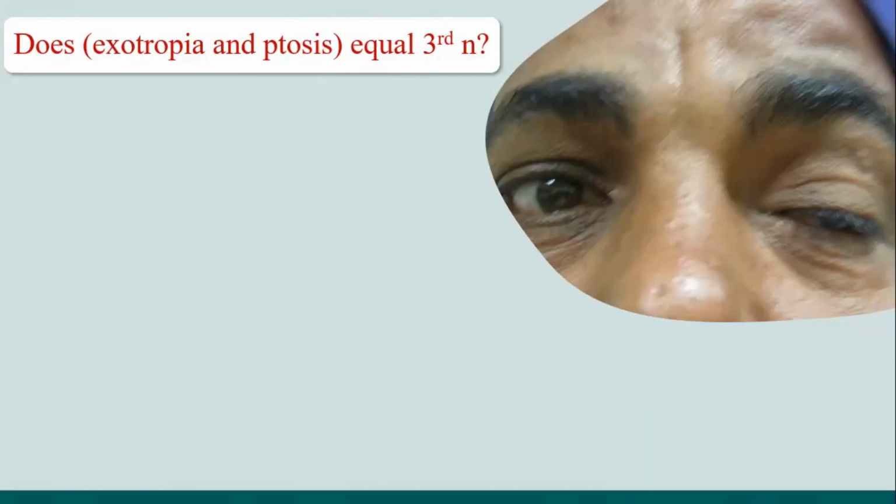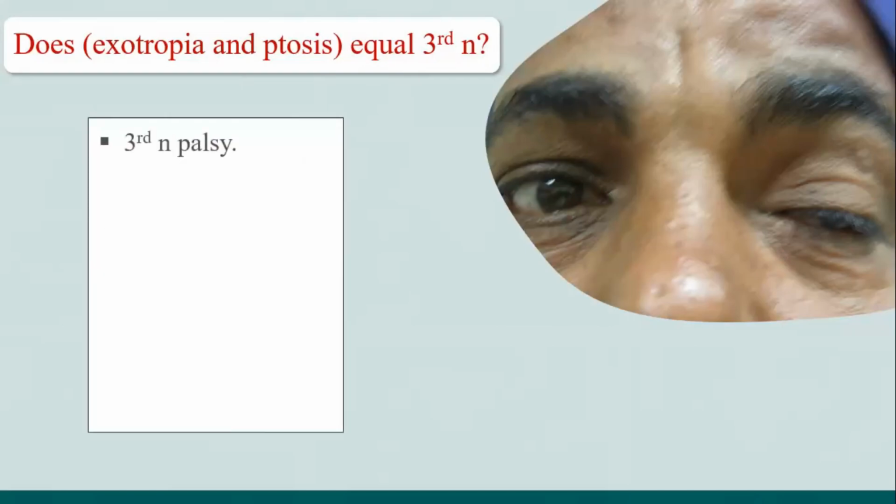Here is a question. If we have a case with exotropia and ptosis, like this patient, this is actual ptosis, and I don't know if you can see there is exotropia. Is it equal to third nerve palsy? No. As I said, you have to consider myasthenia gravis, or it may be just a mere association, just a coincidence. The patient has exotropia and ptosis.